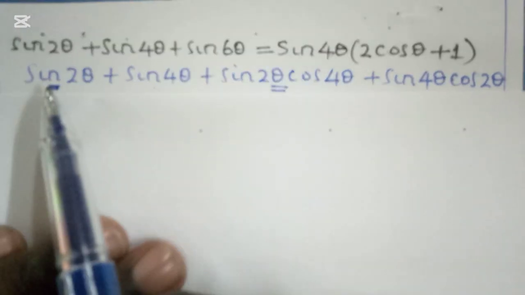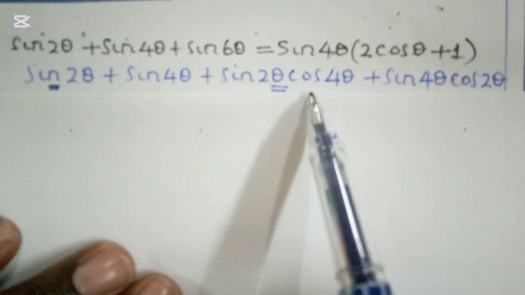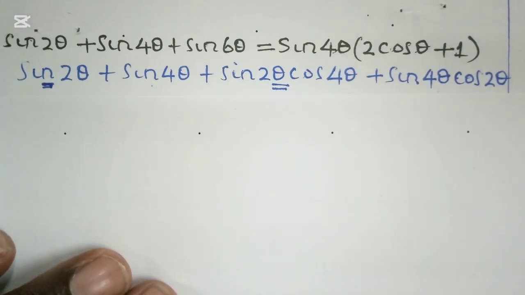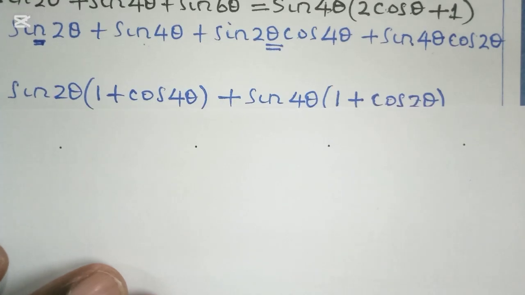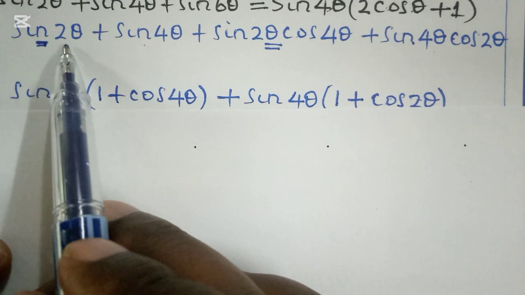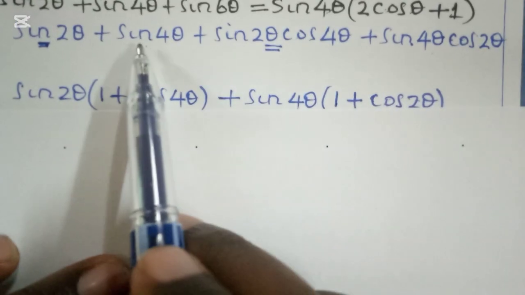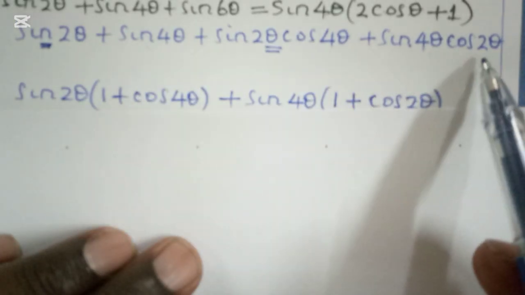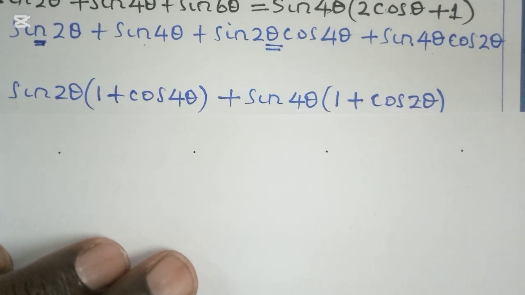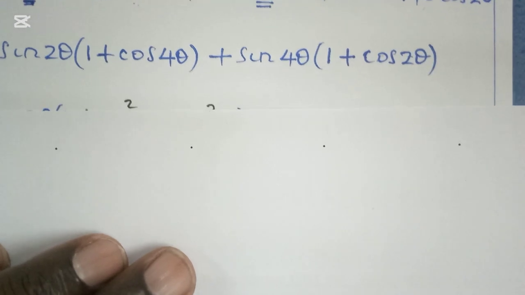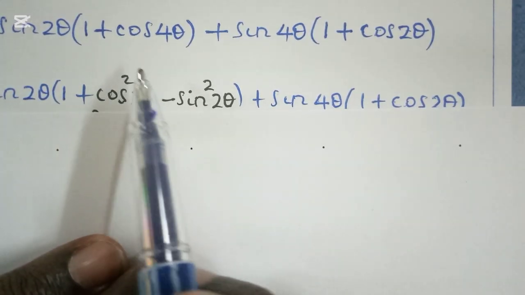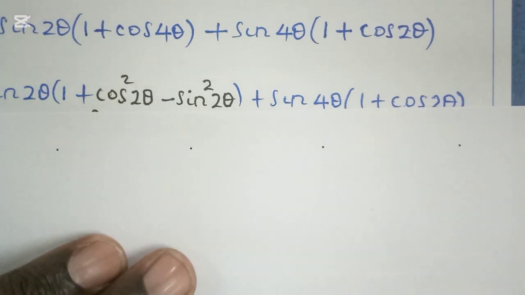So the next thing we are going to combine is this and that. And we do that by factoring out sin 2 theta. So when we factor out sin 2 theta, guys, we shall find this. We are left here with 1 and here with the cos 4 theta. The same case with sin 4 theta and sin 4 theta cos 2 theta, we factor out sin 4 theta. So we get 1 plus cos 2 theta. From there guys, we come and now replace cos 4 theta with this identity.